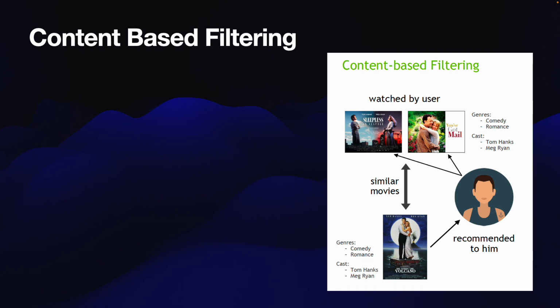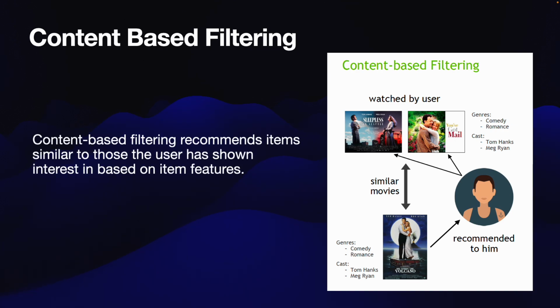This is the easiest form of recommendation systems you can come up with. They're very easy to set up, and they are pretty good to begin with. So a formal definition would be: content-based filtering systems recommend items similar to those that the user has shown interest in, based on item features.